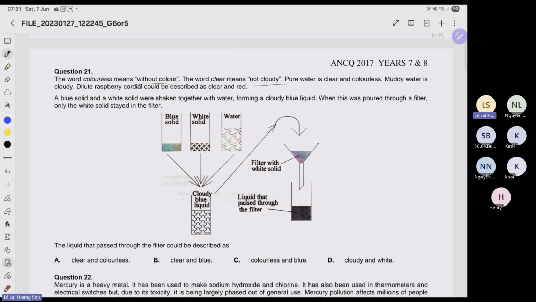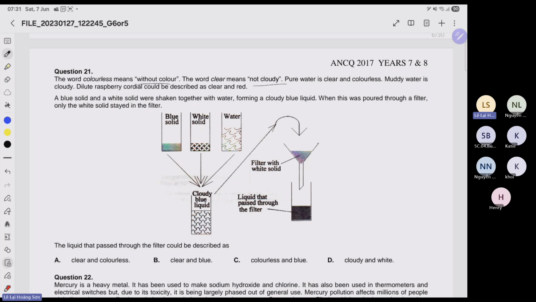So clear is when you can see through it. For example, milk you cannot see through, so it's not clear. However, when you have water, you can see through it, so it's clear. It doesn't really matter whether you have color or not. It's just whether you can see through the solution or not.